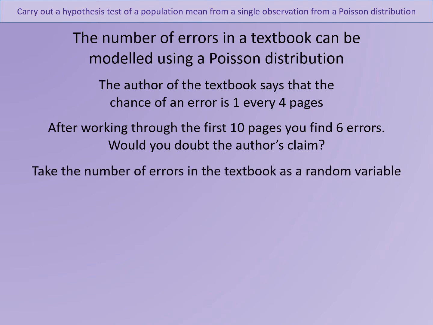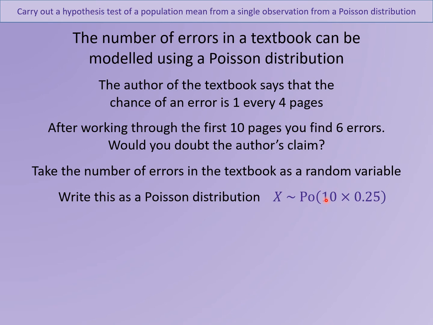So we're going to take the number of errors in the textbook as a random variable. Now, the author's claim is that there is 1 error in every 4 pages. That gives us a rate of 1/4 or 0.25. So as a Poisson distribution, if you have read 10 pages, then the rate you would use would be 10 multiplied by 0.25, or X is modelled by the Poisson distribution of 2.5. This is equivalent to saying that there is a rate of approximately 2.5 errors in every 10 pages.